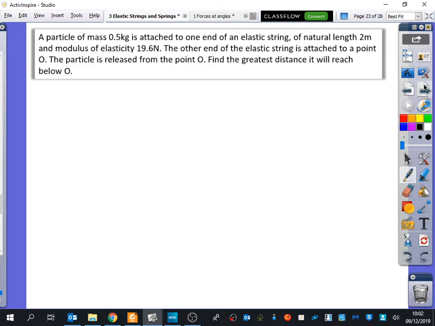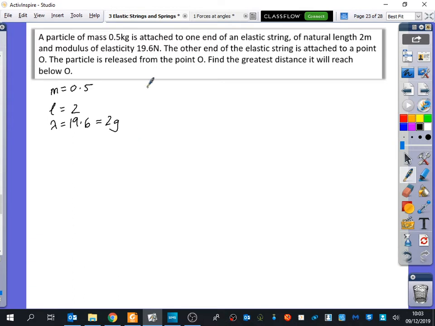So what's this scenario that we've got here, do you think? Hanging down. It's going to be something that's hanging down here. Let's just grab out some of our values. We've got m is 0.5, L is 2, lambda is 19.6. What's 19.6 the same as in terms of g? 2g. That might be useful. If I see 19.6, I often think it might need to be in terms of that. And we're going to find the greatest distance that it will reach below O.